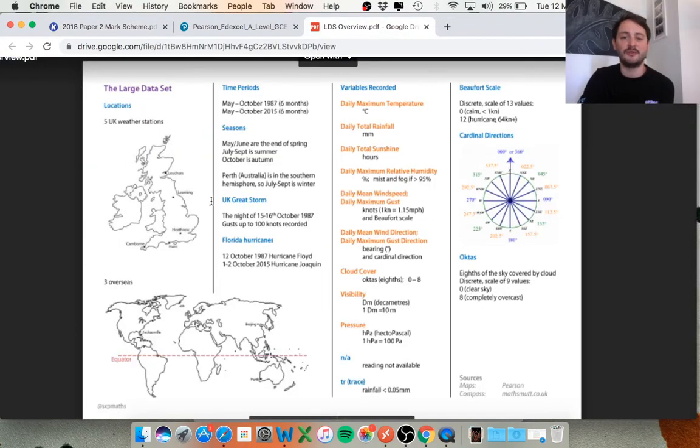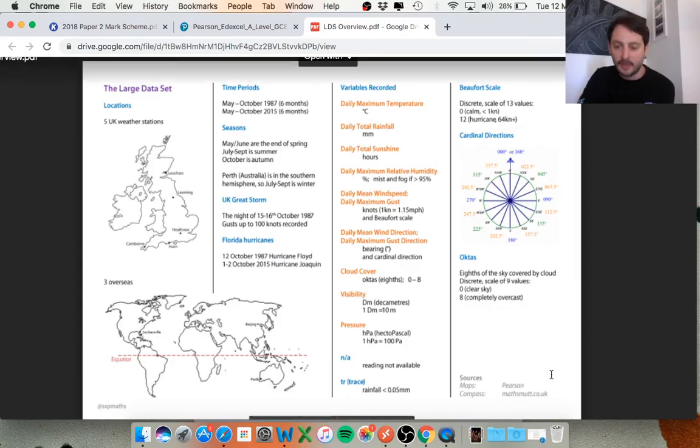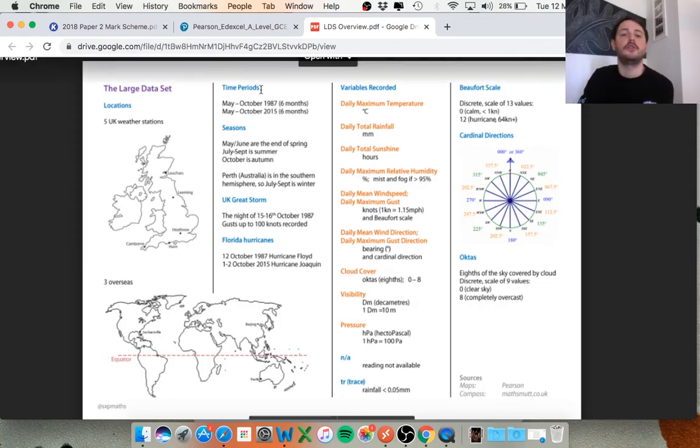So just a quick bit from this thing that I found online about the large data set. Things you might want to notice here is the UK Great Storm. So October 1987 had very high wind speed, which made us think that that one was going to be October. And the other thing that we needed to know about is for the wind, where's wind? Here, wind is measured in knots. And also the NA means that the reading is not available. I just found this from someone's Google Drive. It's from, I think, mathsmutt.co.uk. So if you do want to see any of those things from that person, thank you to them.